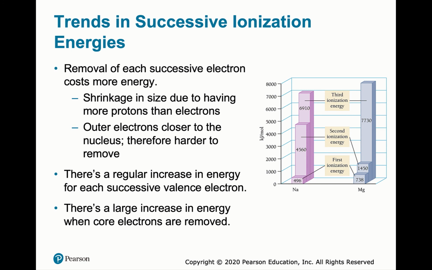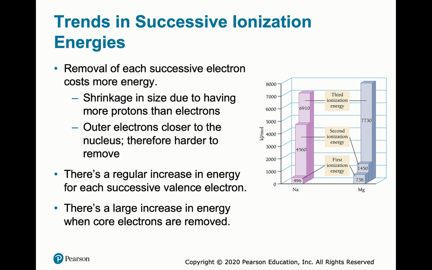And what about successive ionization energies? Well, if you look at sodium, it takes a little bit of energy to rip off one electron, and then there's just a huge jump in ionization energy. You go from close to 500 to 4,500 kilojoules per mole. It's a huge jump. Look at magnesium. The first ionization energy is relatively low. Second one's a little higher. The third one, it's a huge jump.